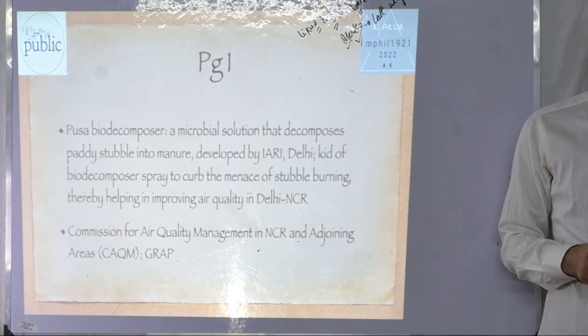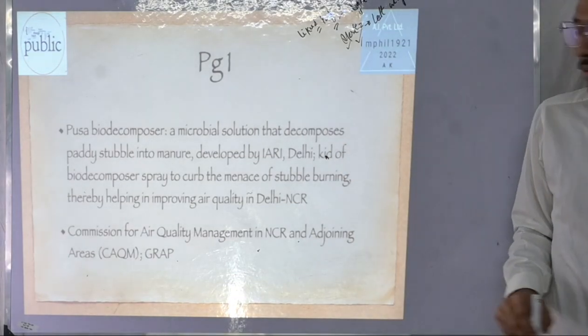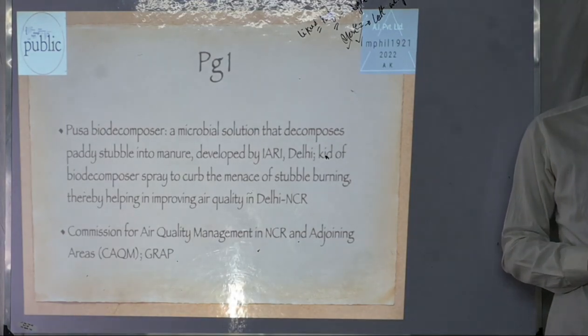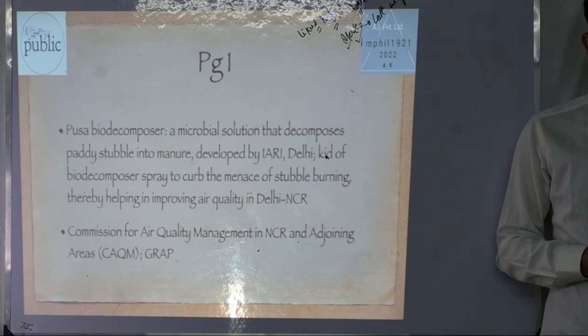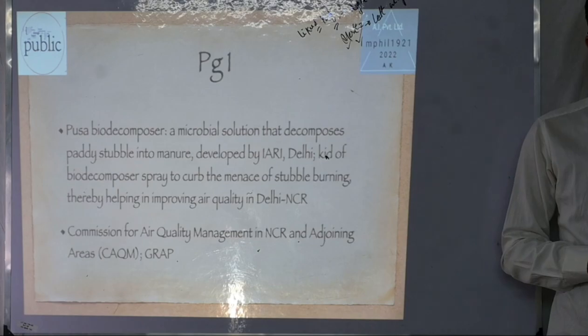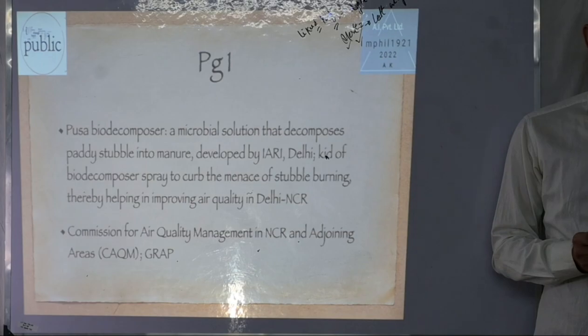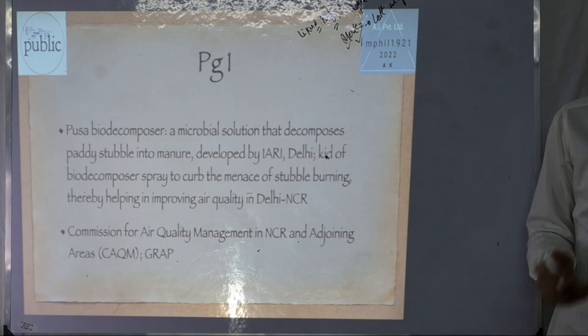Okay, so it's a kind of biodecomposer spray to curb the menace of stubble burning, and thus it helps in improving the air quality in Delhi NCR. It can help. Okay, and who looks into these things, air quality? So Commission for Air Quality Management in NCR and adjoining areas. You need to read it, and it might be, I think, in the environment sections, and we will see it, the graded response action plan that is made for this improvement of the air quality in the Delhi NCR region.